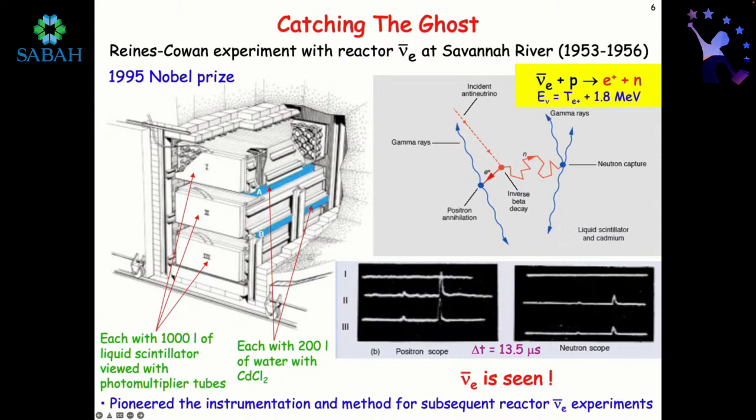Now, these two gentlemen spent quite a few years of their time to obtain some examples like this. And in the end, they concluded that they have observed the neutrino that now we call the electron antineutrino using our convention. Now, besides this major discovery proving the existence of the antineutrino, the techniques pioneered by Professor Reines and Dr. Cowan essentially laid down the groundwork of a reactor antineutrino experiment that we still use up to today.